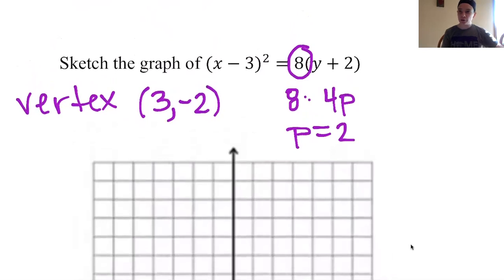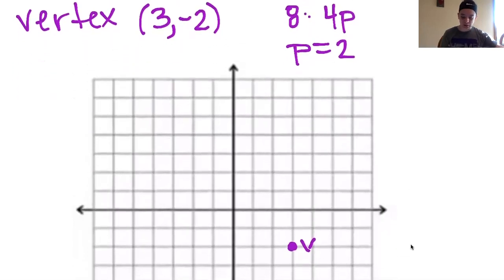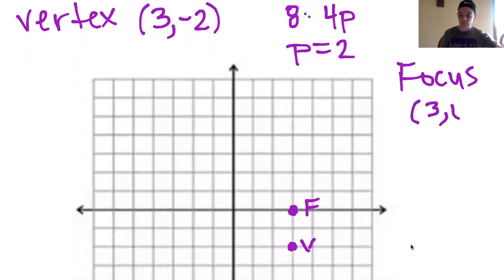Now, let's talk about how we know if this opens up or down. P is a positive number, which means our parabola is going to open up. So, since P is 2 and our parabola opens up, I'm going to count up 1, 2 units for our focus. So our focus is at the coordinate (3, 0).